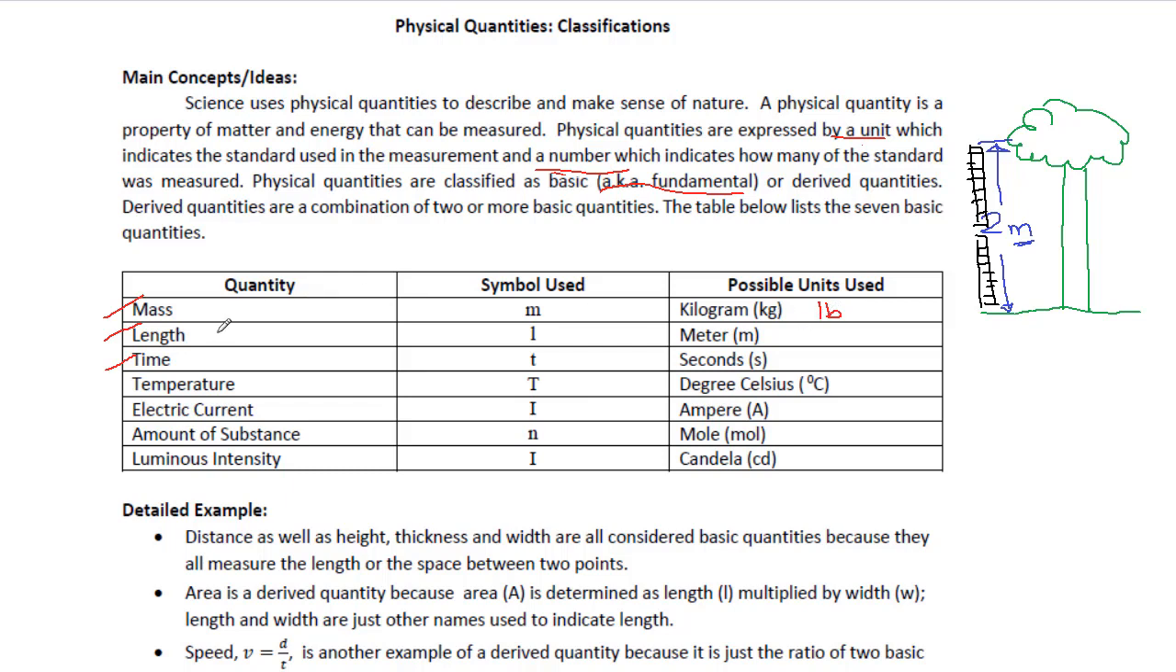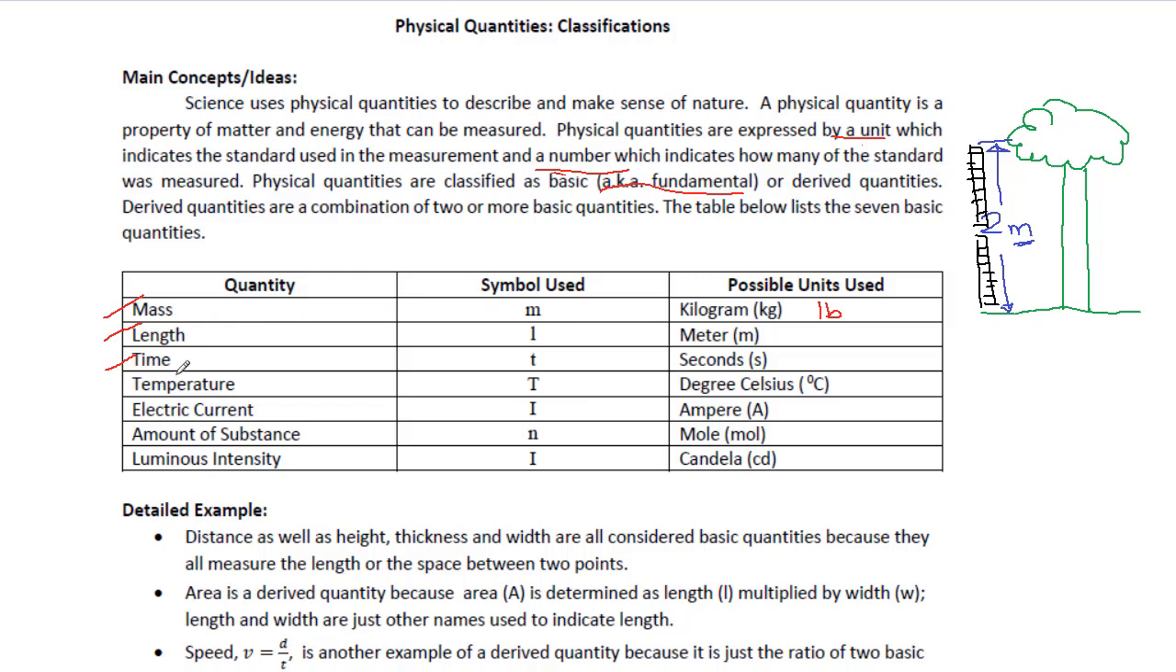Okay, now length, in this case, we have our example here, is length. We measure it in terms of meter. So length means the distance between 2 points. It could be height, it could be width, it could be how far you are from your hometown. That is the quantity that we refer to as length.